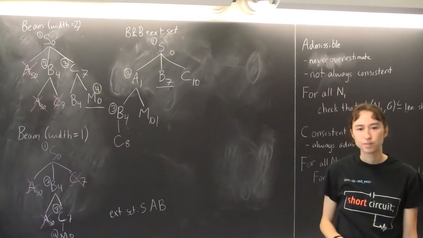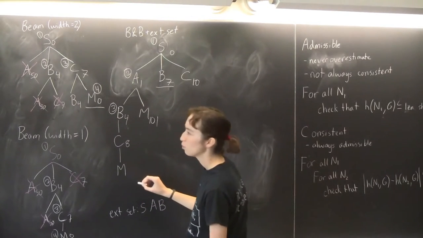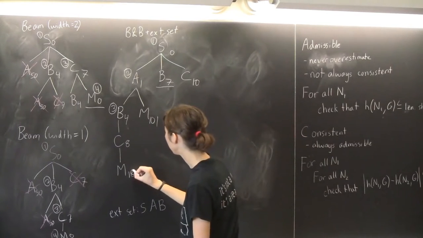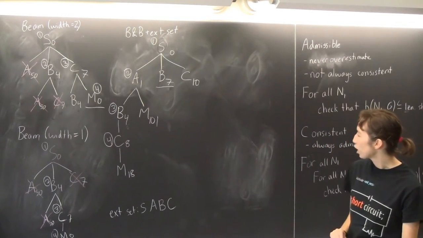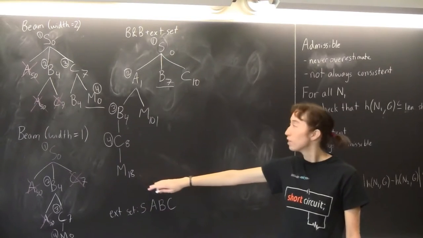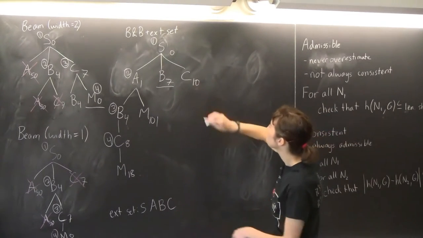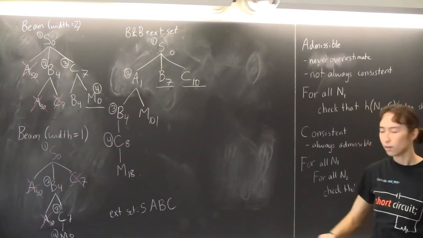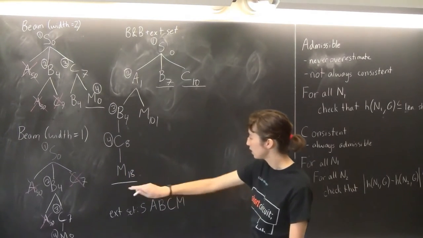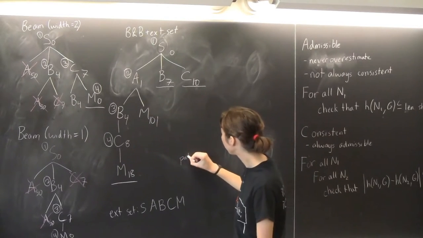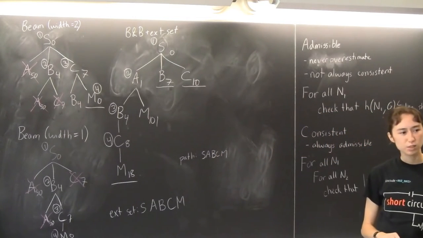So then what do we do? C8. So we're going to extend that, and it goes to M. For the path length, we add 10 and we get 18. And we'll add C to our extended set. Now what happens? Do we know that this is the shortest path yet? No, because this one still could be shorter. So we look at this, but we've already extended C. It's in our extended set. So we're not going to extend that. Now is this our shortest path? Yeah. So we can add M to our extended set, and the path we get is SABCM. Is that guaranteed to be the shortest path in the graph?